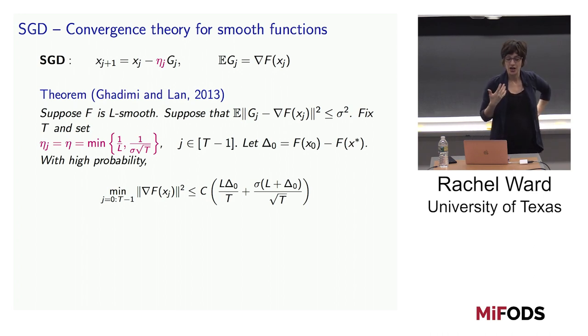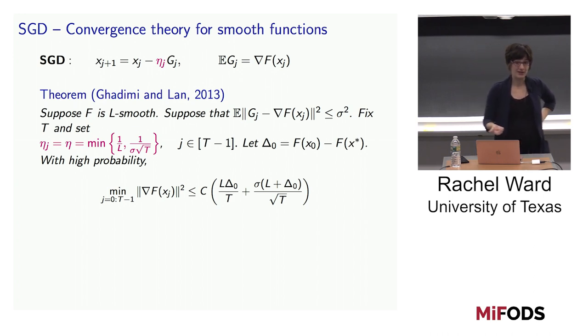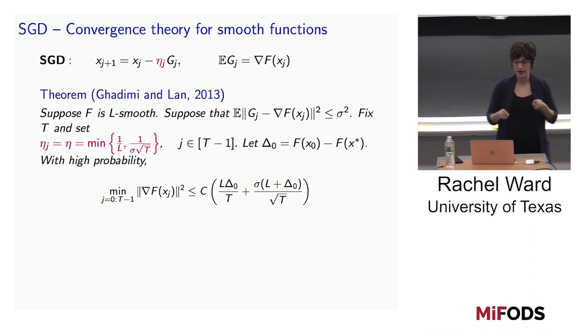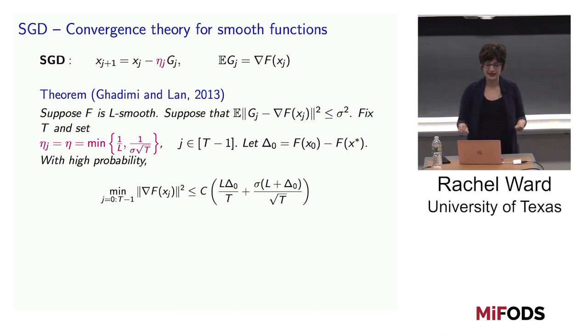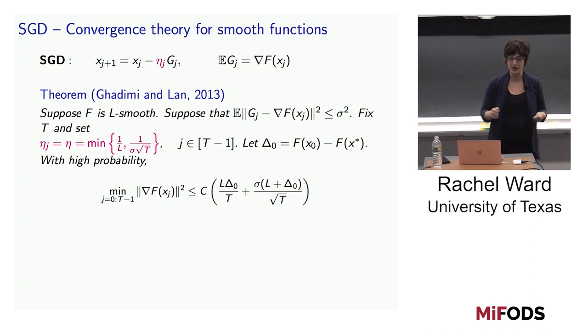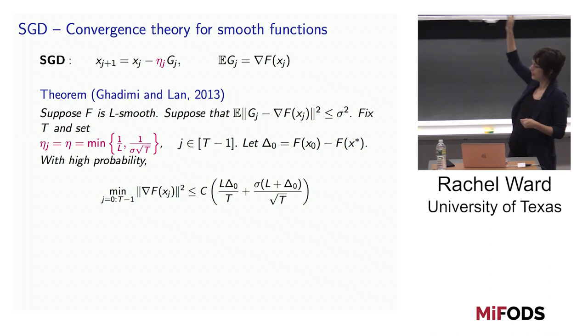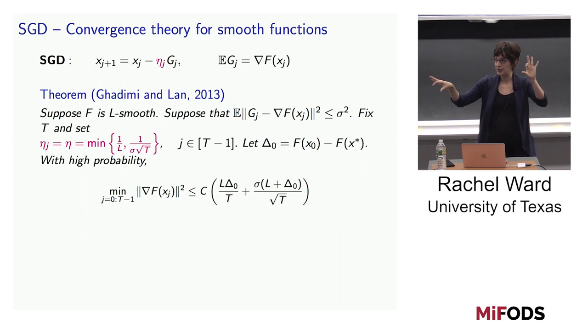Then there's a good choice of fixed step size. If we fix the number of iterations t and then pick a fixed step size for stochastic gradient descent equal to eta equal to the minimum of 1 over L, again, the 1 over L comes up, the smoothness parameter, or also 1 over sigma times square root of t. So the minimum of those two numbers. Then with high probability after t iterations of stochastic gradient descent we will reach a near stationary point of the function. And we converge to that stationary point at a rate that has two terms, a 1 over t term, and then a 1 over square root of t term.